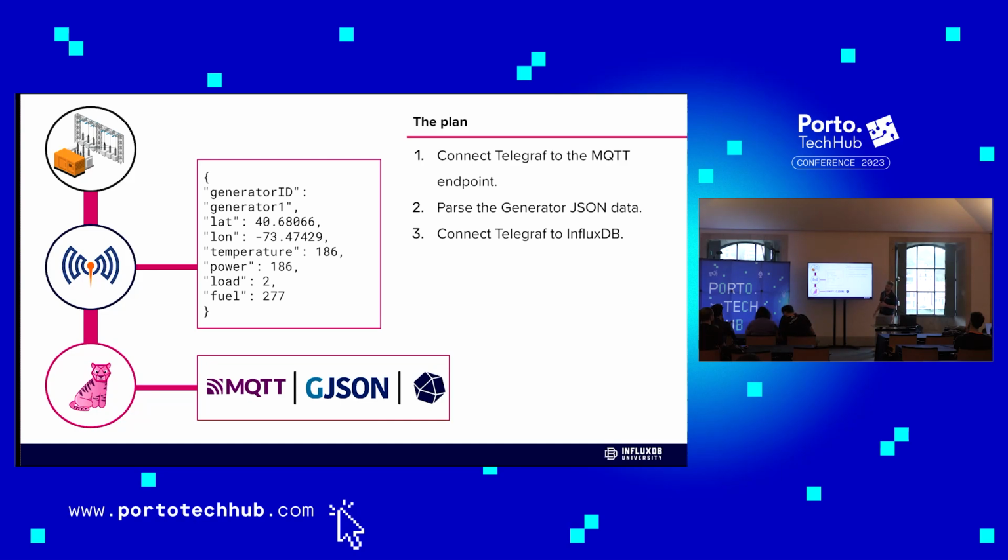What you'll realize based on this simulator that we've created is the load governs the temperature, power, and fuel. These fluctuate based on the load level, and then the load level is randomized throughout. So just a basic simulator. And then as we said before, we're going to have Telegraf with our MQTT collector, parse it with GJSON, and then output it to InfluxDB. All sound good? Sweet.